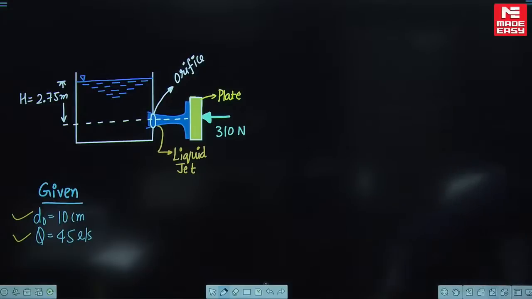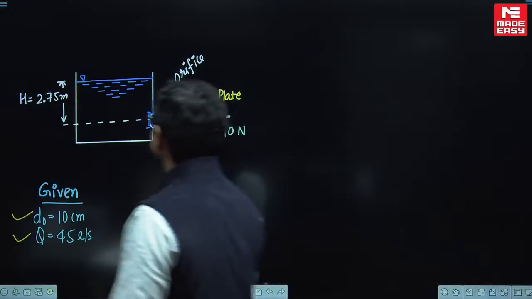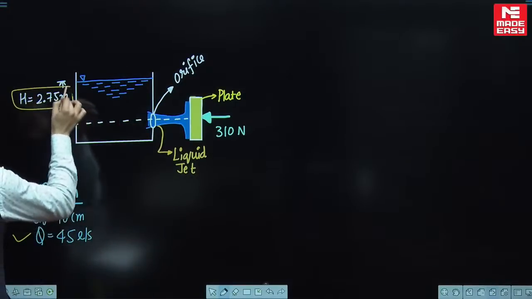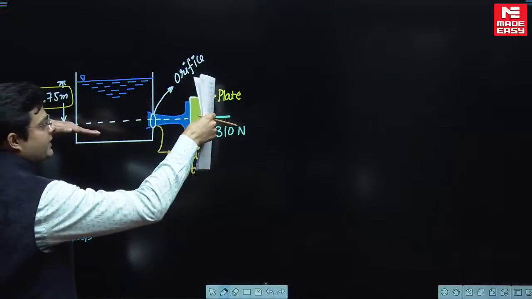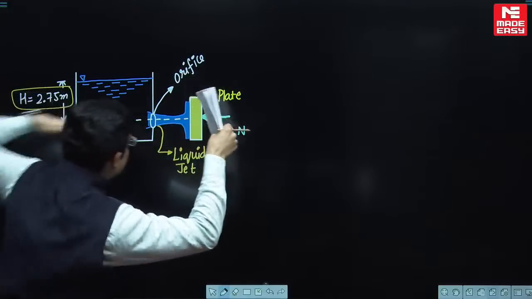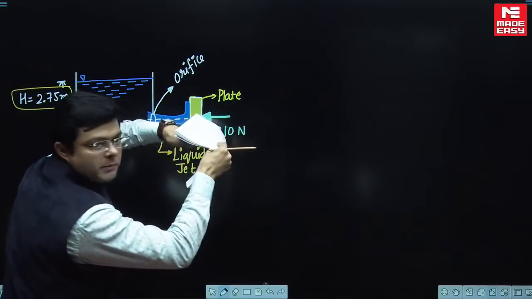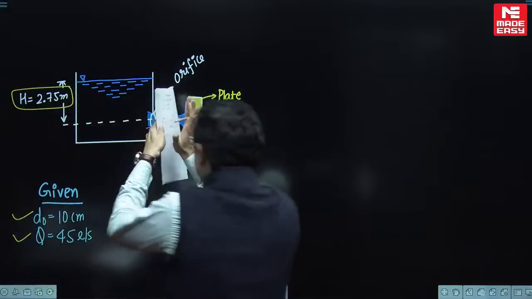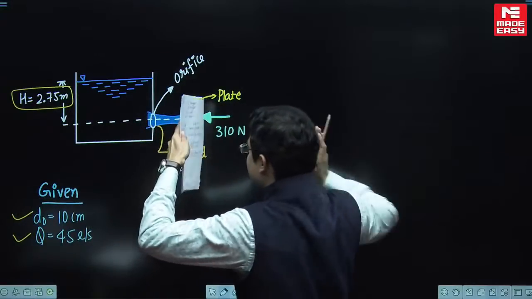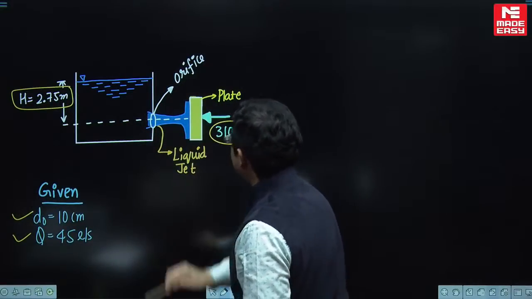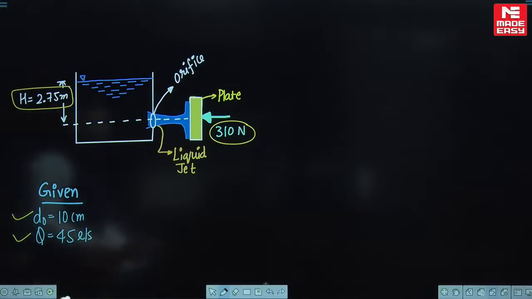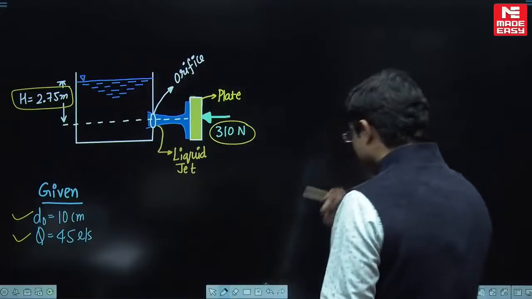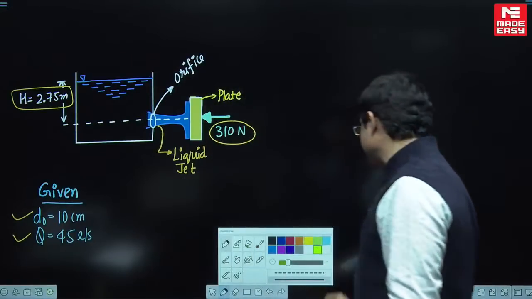Wonderful. What else is given in the problem? The head in the tank is given to be 2.75 meter. And this is the plate. The water jet coming out of this orifice is hitting this plate. Now to resist the motion of this plate, you are applying a resisting force of 310 Newton from the other side. You need to find out the value of coefficients CD, CC and CV.